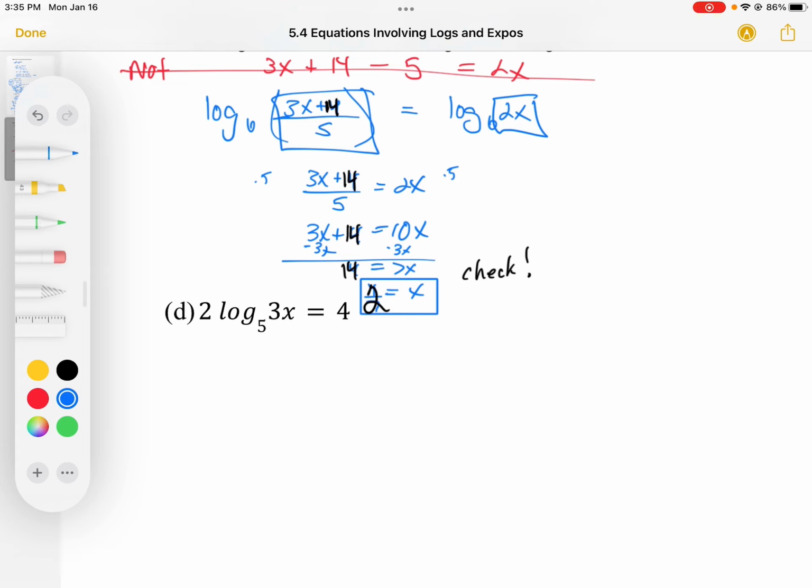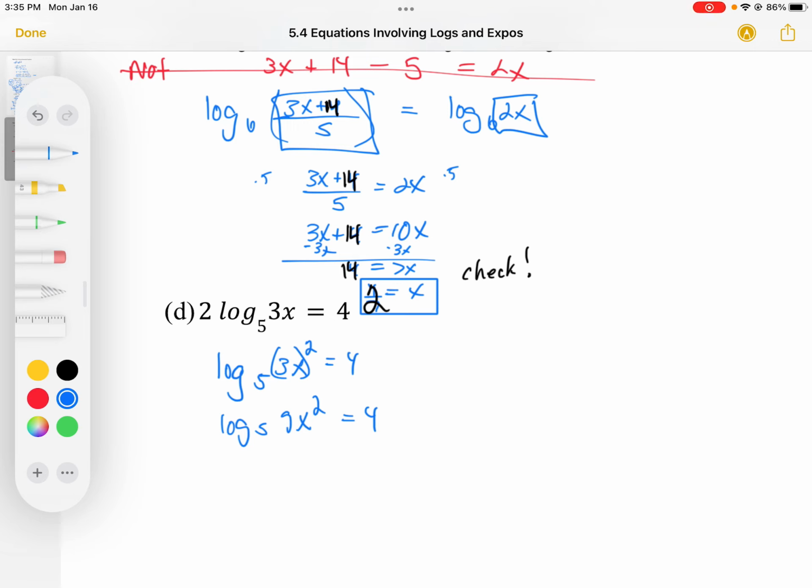And then finally, our last one, we have 2 log base 5 of 3x is equal to 4. So I'm going to use my properties of powers here to rewrite this. So this is log base 5 of (3x) squared equals 4. Notice I put that in parentheses. Both of those terms should end up being squared if you're going to use that property going in reverse. So at this point, I could rewrite this as log base 5 of 9x squared is equal to 4.